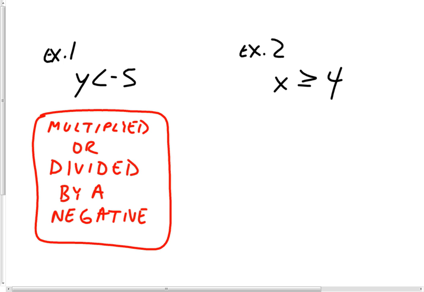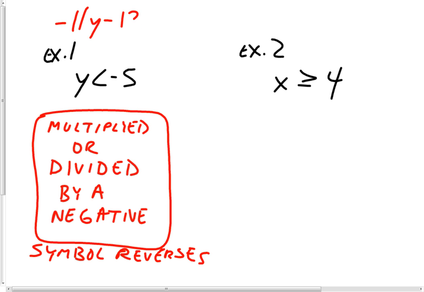When you multiply or divide by a negative, what happens to the symbol? Symbol reverses. So in the original problem, it had that. It ended up switching because we multiplied or divided. In this case, we actually divided.